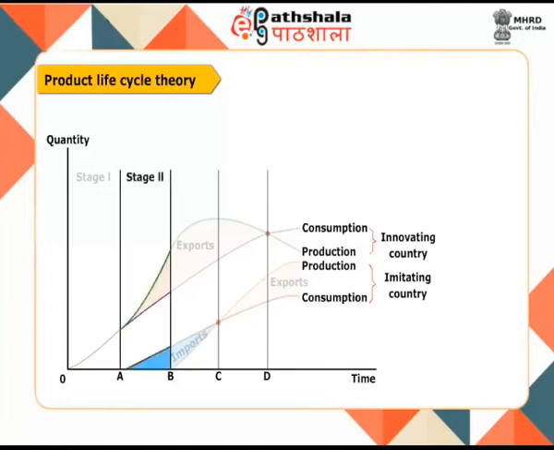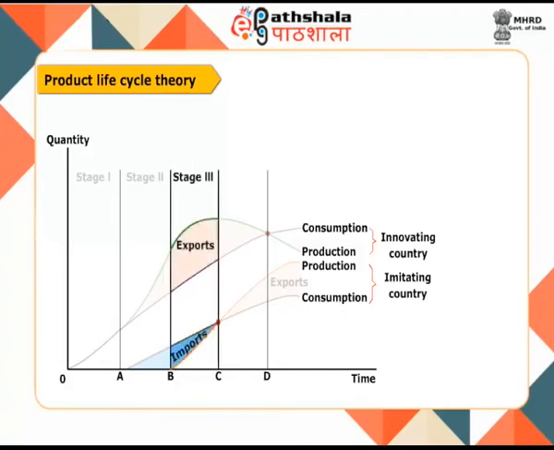Stage 2, growth. In the product growth phase, production is perfected in the innovating country and increases rapidly to accommodate the rising demand at home and abroad. At this stage, there is not yet any foreign production of the product, and the innovating country still has a monopoly in both the home and export market.